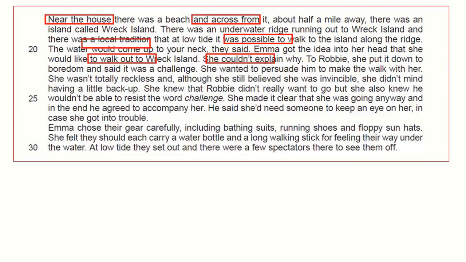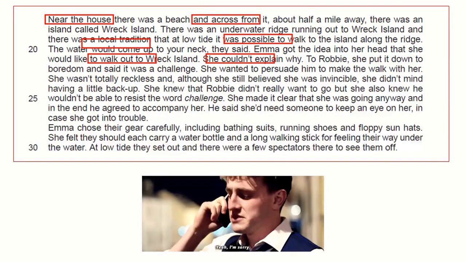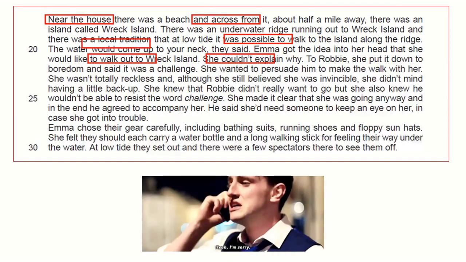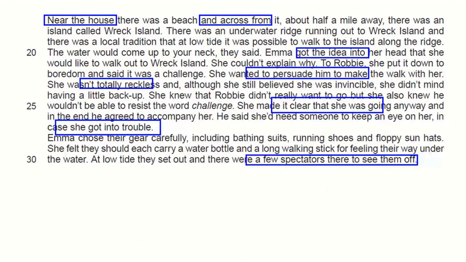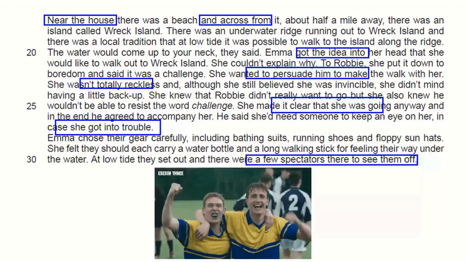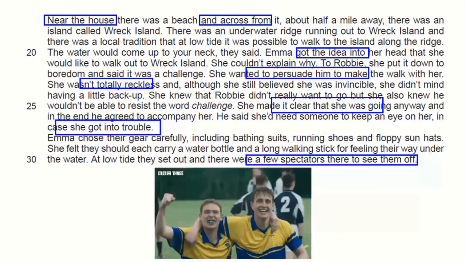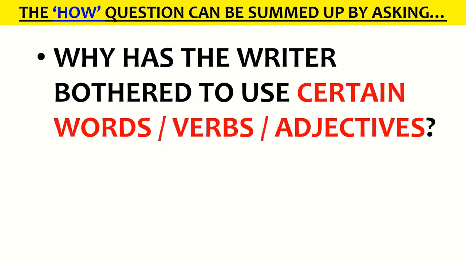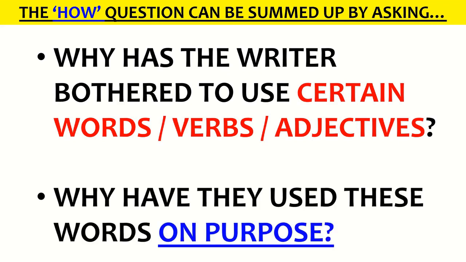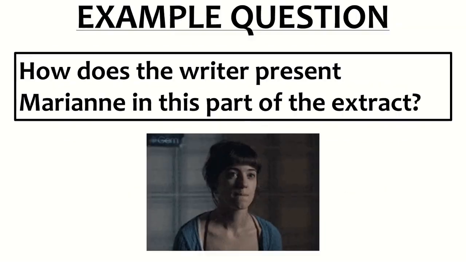And like I said, you need to make sure you take quotes from all over the section you're reading. You'd get marked down for that because you're not showing you've marked the whole part of the extract. So even if you're taking 1 from the end, try to sort of separate your quotes out a little bit if possible. So the how question can be summed up by asking, why has the writer bothered to use certain words, verbs and adjectives? Why have they used these words intentionally or on purpose?